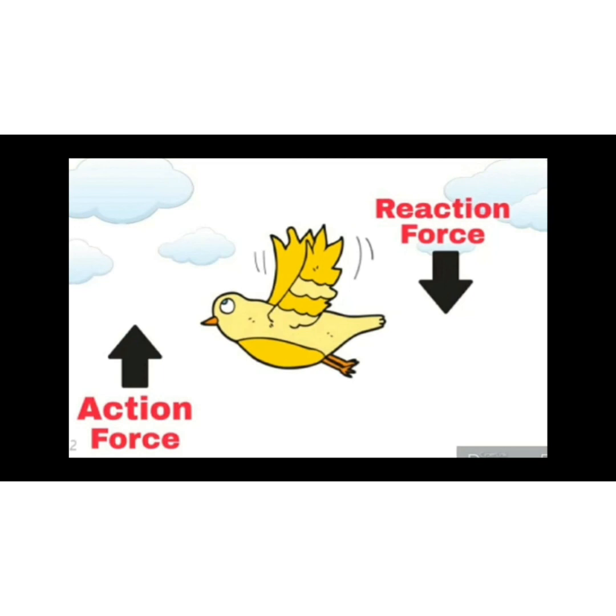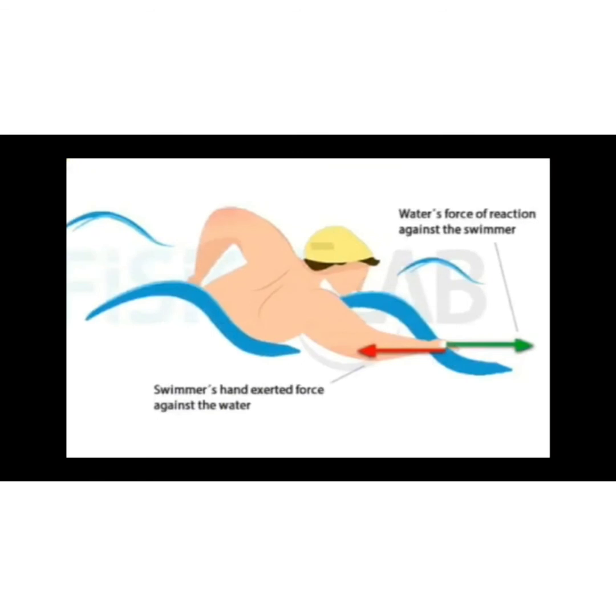So here, air is exerting action on the bird and the bird is exerting reaction on air. Next example. When a swimmer swims, he will be pushing the water backward. Only when he pushes the water backward, water will push him forward. So the swimmer will exert action on water and water will exert reaction on the swimmer. When both, that is action and reaction, are equal and opposite in direction, the swimmer can swim.